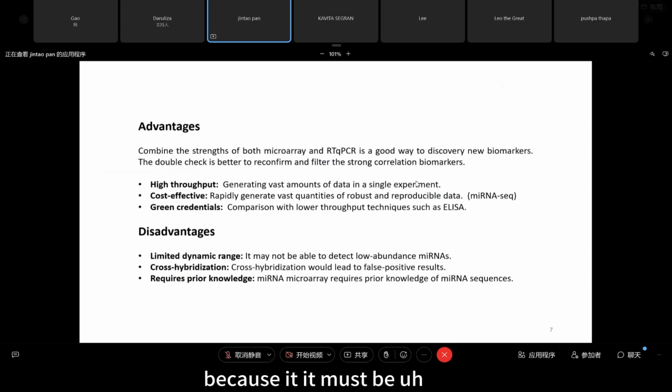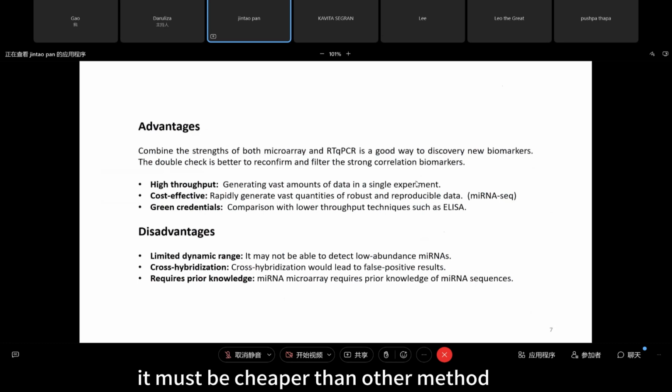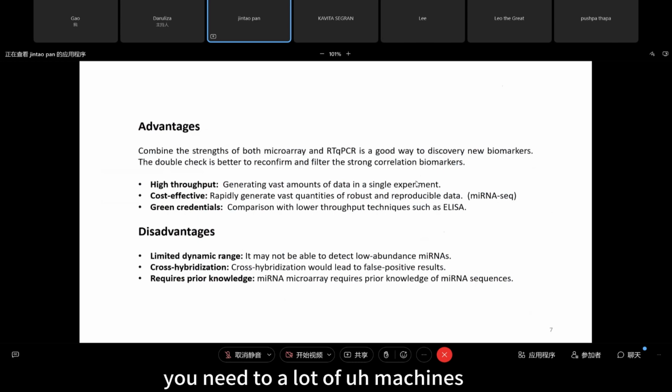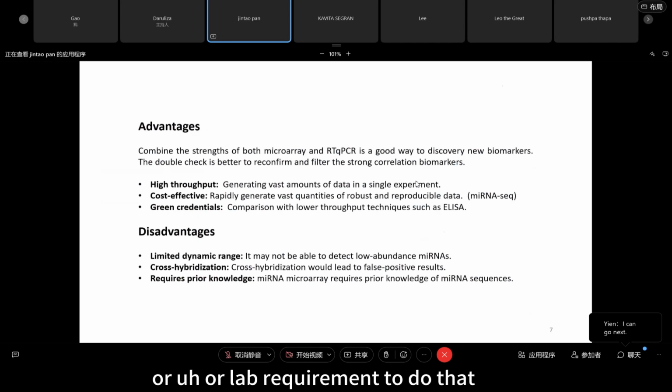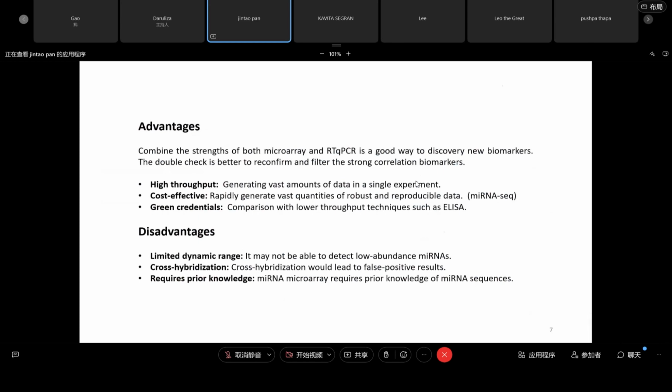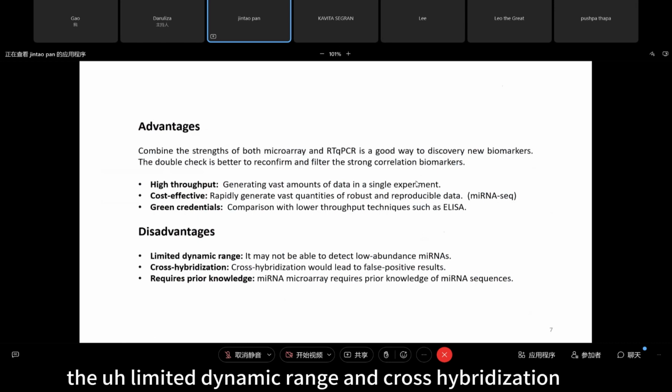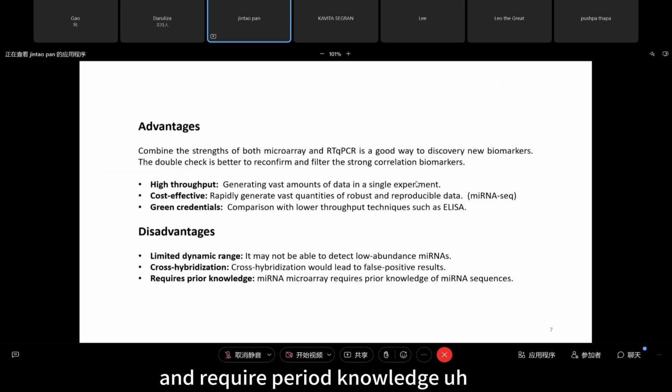Cost effective, because it must be cheaper than other methods like microRNA sequencing. Because if you want to use microRNA sequencing, you need a lot of machines or lab requirements to do that. The disadvantages are the limited dynamic range, cross hybridization, and the requirement of prior knowledge.